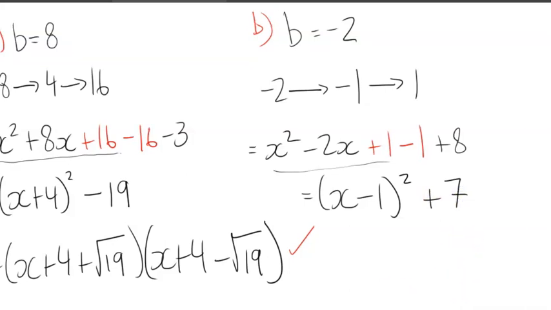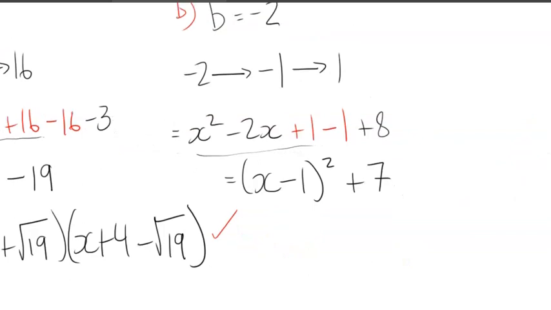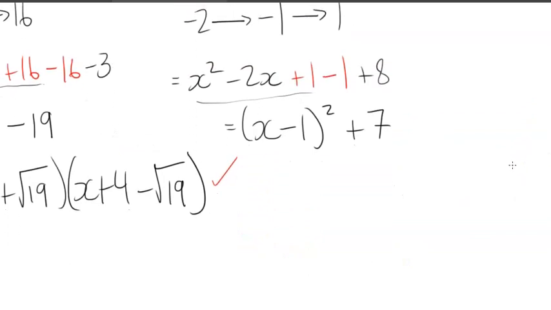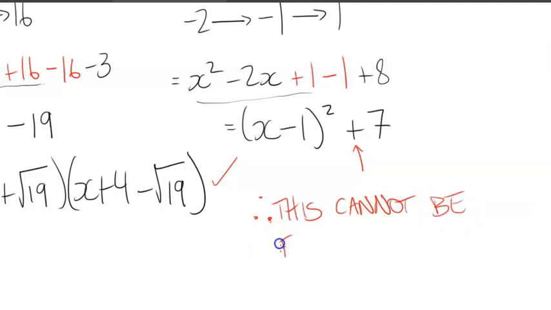We cannot factorize this, because in order to do the difference of squares, there has to be a difference. There has to be a takeaway sign. This right here is not a takeaway sign. This is a plus sign. And because of this, this cannot be factorized.